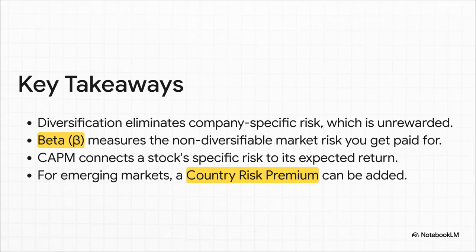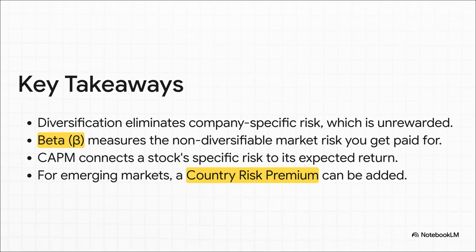So let's just pull this all together, shall we? What's the big takeaway? First, risk is volatility, but not all risk gets you a reward. Diversification is your free lunch. It wipes out all that company-specific noise. The only risk you actually get paid to take is that non-diversifiable market risk, and we measure that with beta. And that's the whole point of CAPM. It gives us a universal language, a clear formula to connect that specific risk to an expected return.